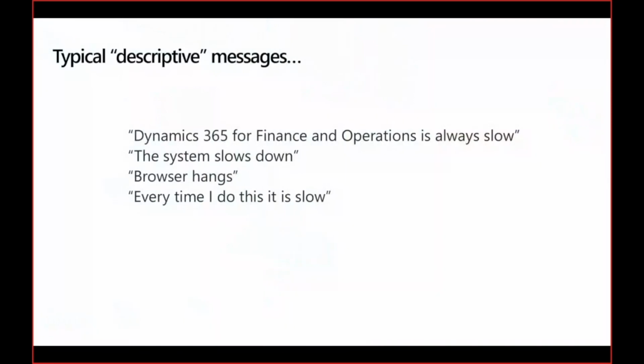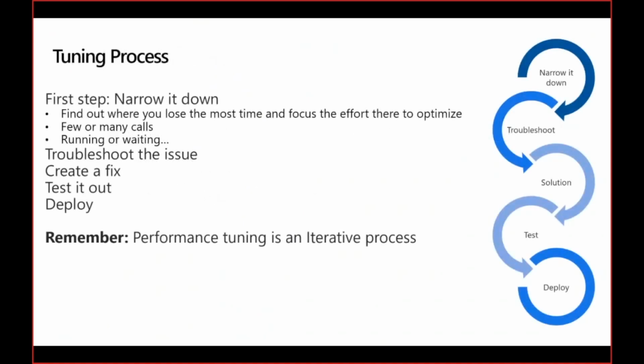Typically, when users complain about performance, we get, and you know that probably, a very descriptive message, something like Dynamics 365 for finance and operations is always slow, the system slows down, the browser hangs. These are typical messages. Now, how we start from there, we have to start somewhere a tuning process. And the first step here is to try to narrow it down. So we have to find out somehow where we spend most of the time, and we have to focus on these areas to optimize the performance.